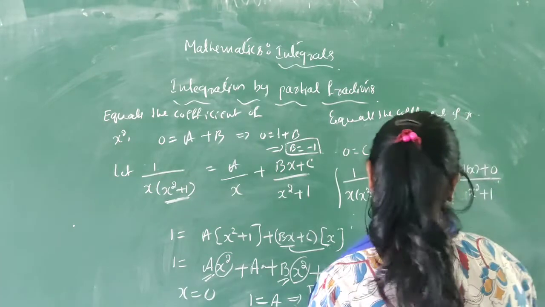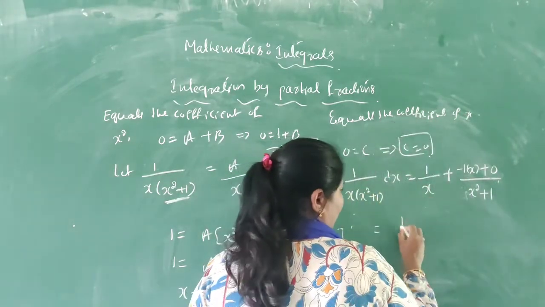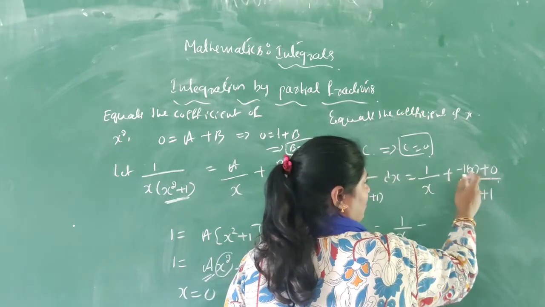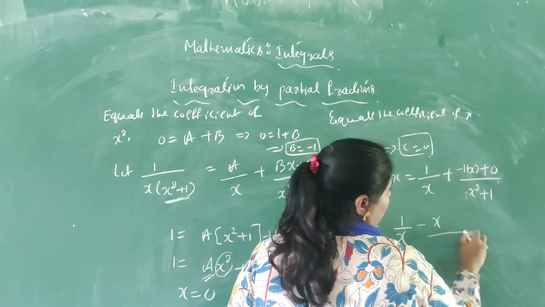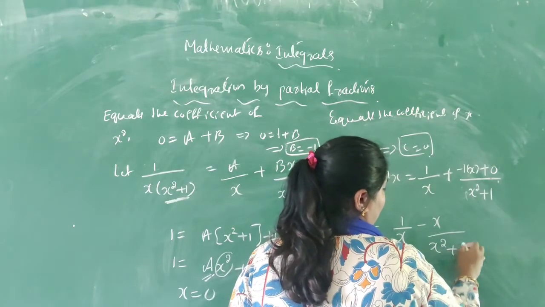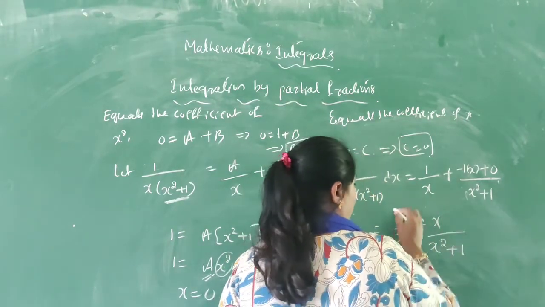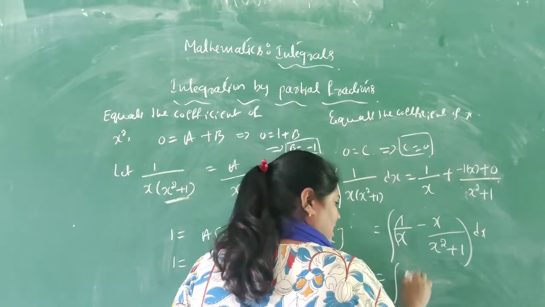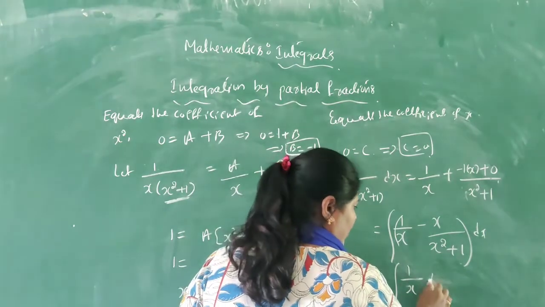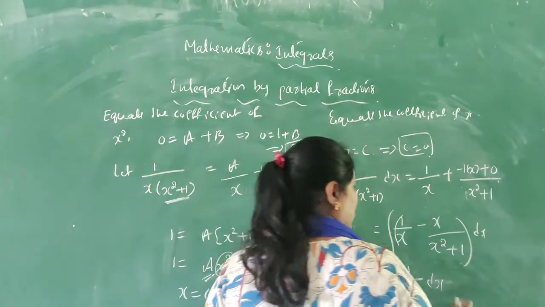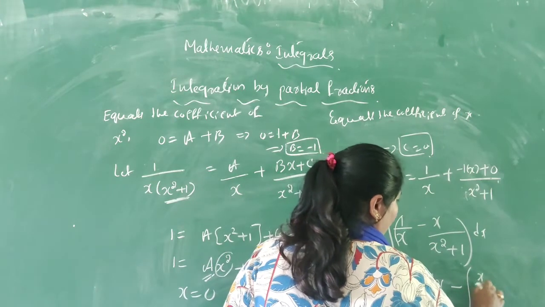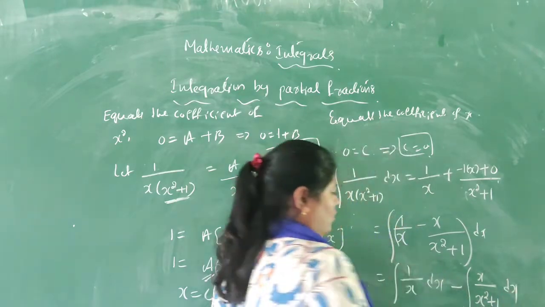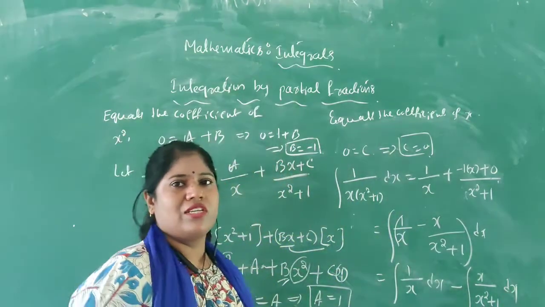So divided by, so this is B is minus 1, x plus C value is 0 divided by x square plus 1. So this can be written as 1 by x, so minus 1, no? It is going to be minus x divided by x square plus 1. Okay. So we have to integrate this one. So you can separately write it and integrate. So integral of 1 by x dx minus integral of x divided by x square plus 1 dx. So we have to integrate like this, okay.